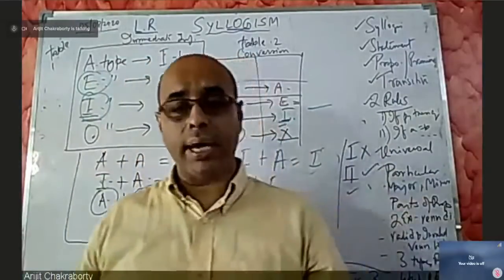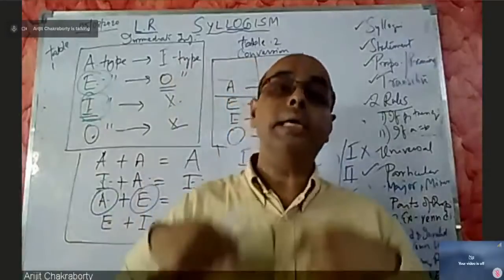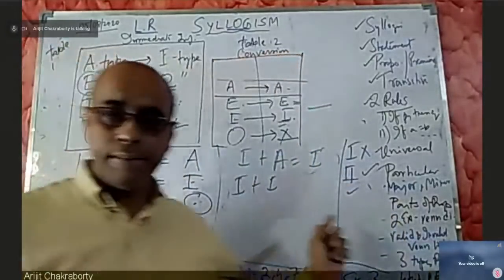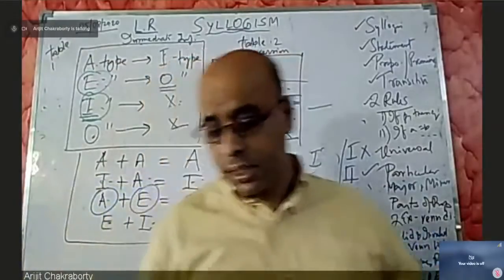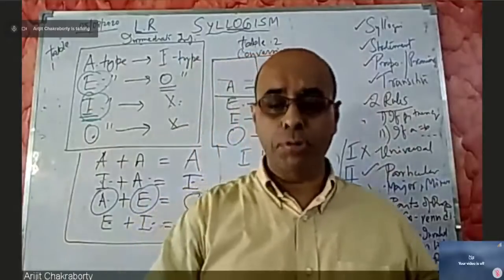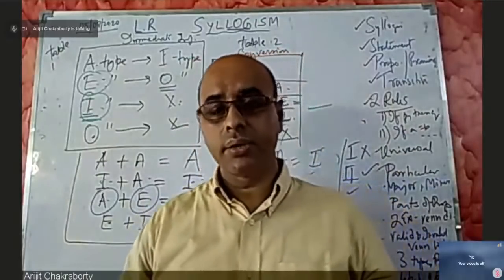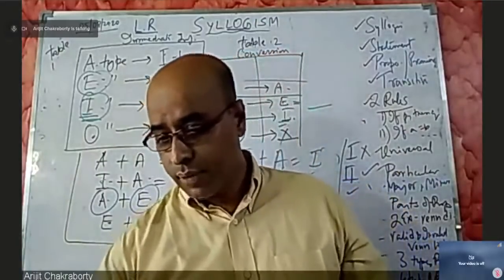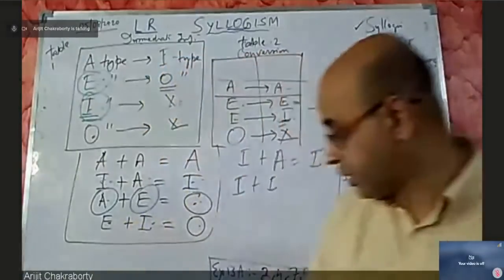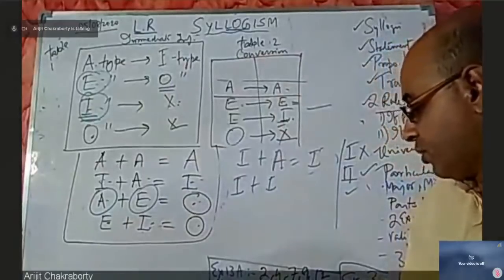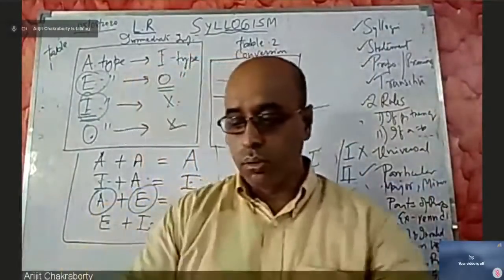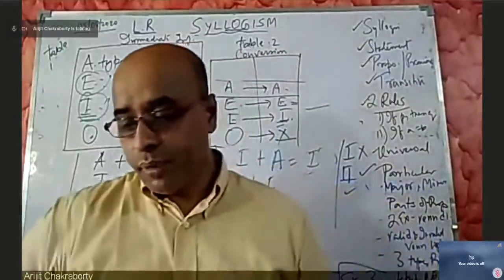No dog is a cat is an E-type conclusion. Not possible. I and I will not give you E. Therefore, in this case, none of the conclusions are correct. That means option number D is the right option. So we have taken number 50, 51 and now we take 52. Question number 52, let us quickly see.